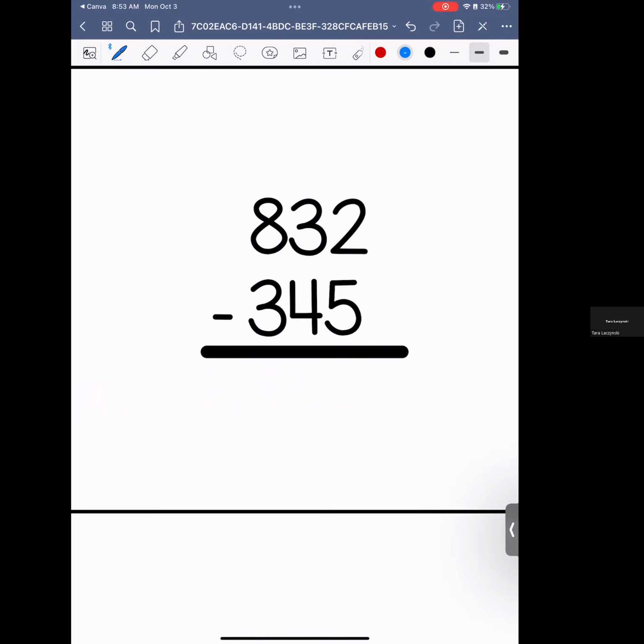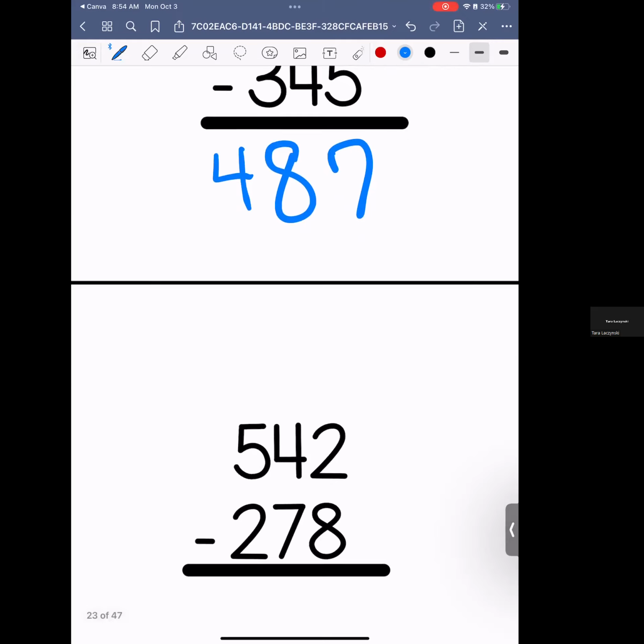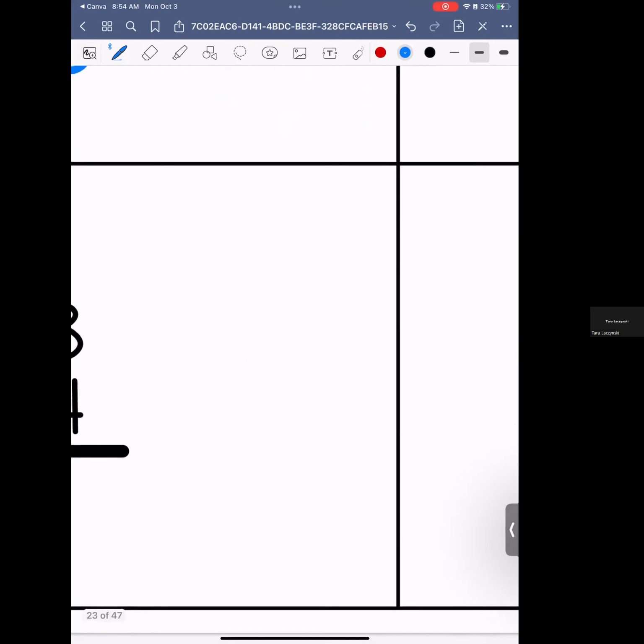832 take away 345. Can't do 2 take away 5. I have to go next door and borrow to make a 12. 12 take away 5 is 7. We have another borrow situation though, because I have 2 and I can't give you 4. I go next door. 12 take away 4 is 8. 7 take away 3 is 4. This was a super stretch question with a double borrow. So if you had trouble on that one, that is okay. This is giving you an idea of where we're headed next year with our subtraction.